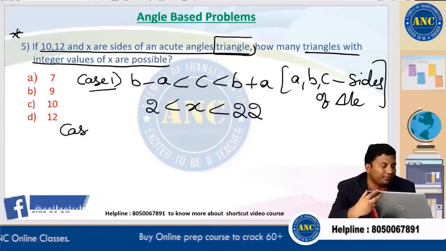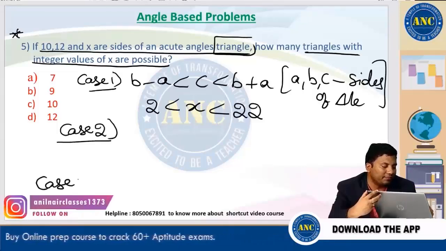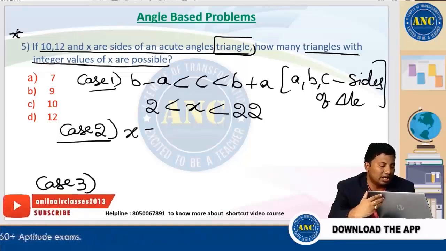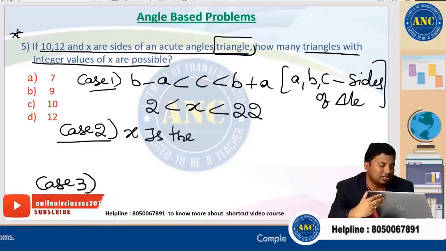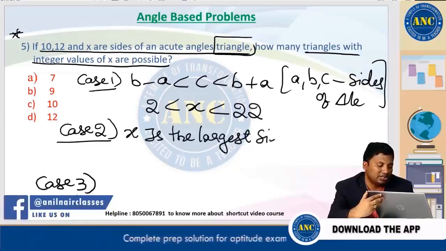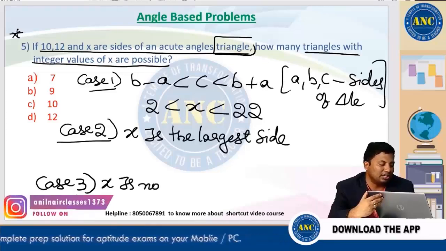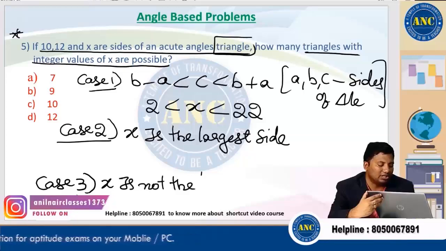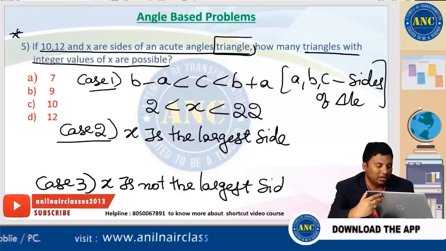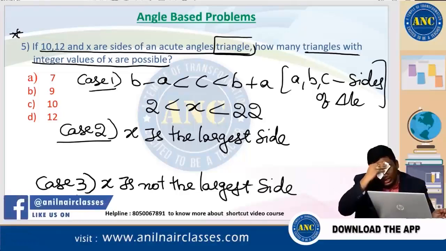Case 2. Case 3. There are three cases. Assume x is the largest side. Case 3, x is not the largest side. It can become the largest side and it may not become the largest side. Case 2, x is the largest. X is not the largest.